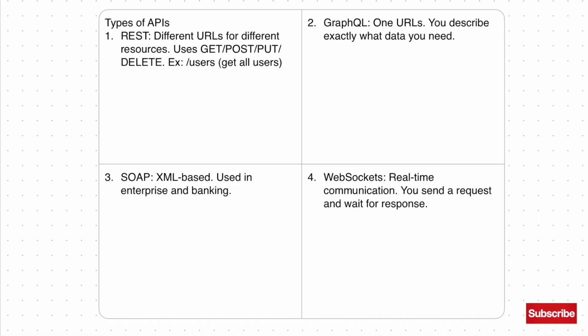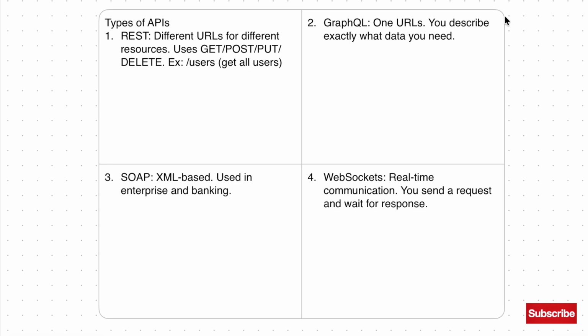There are several types of APIs, each designed for different use cases. REST APIs are the most common and use different URLs, endpoints, for different resources, such as API users, while supporting HTTP methods like GET, POST, PUT, and DELETE. GraphQL APIs use a single endpoint, usually GraphQL, where the client specifies exactly what data it needs, making data retrieval more efficient. SOAP APIs are protocol-based APIs that use XML and are known for their strong security and reliability, making them popular in enterprise applications such as banking and healthcare.